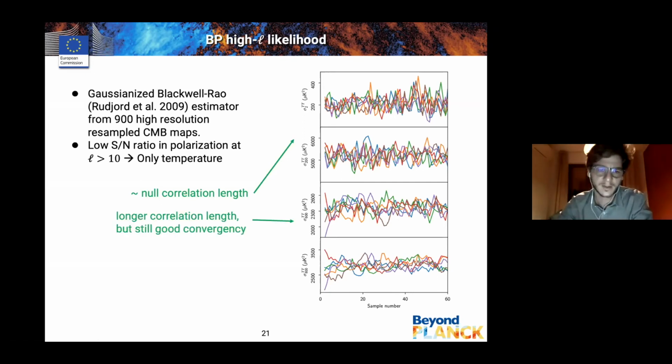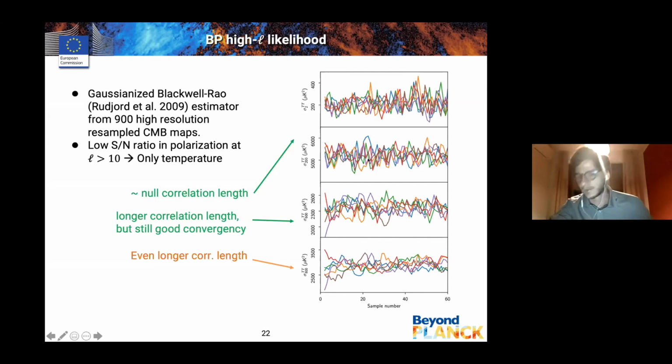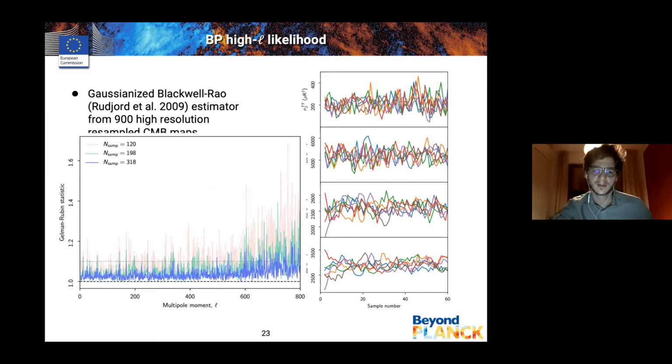At L equal 600, we still see a good convergence, even though there is a longer correlation length, and things start to be worrying at L equal 800. We see an even longer correlation length. This is just an illustration, but if we look at the Gelman-Rubin statistics, which Loris already showed in the previous talk, up to L equal 700 we have good convergence from the Gelman-Rubin statistics. When we are close to 1.1, we are fine, and we can assess convergence quite safely. And in our case, we take L equal 600 to be quite sure that we are in a good convergence regime. So this is the safe, conservative choice.